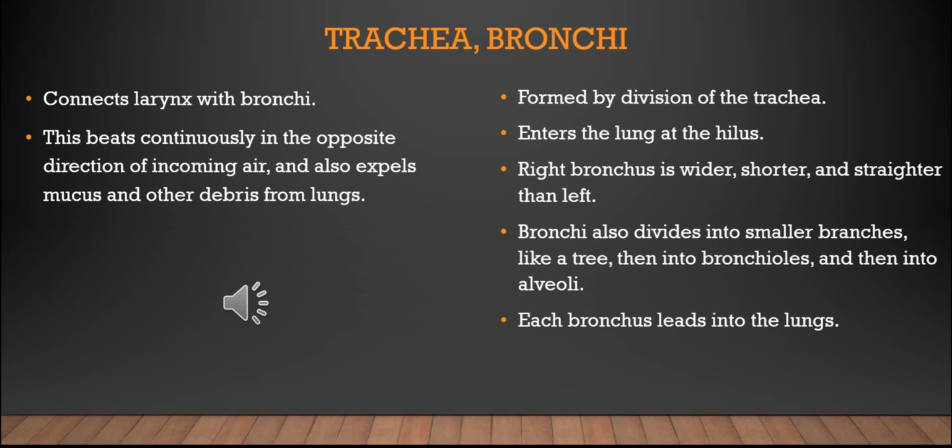The bronchi are formed by divisions of the trachea. They enter the lungs at the hilus. The right bronchus is wider, shorter, and straighter than the left. Bronchi also divide into smaller branches like a tree, then into bronchioles, and then into alveoli. Each bronchus leads into a lung.